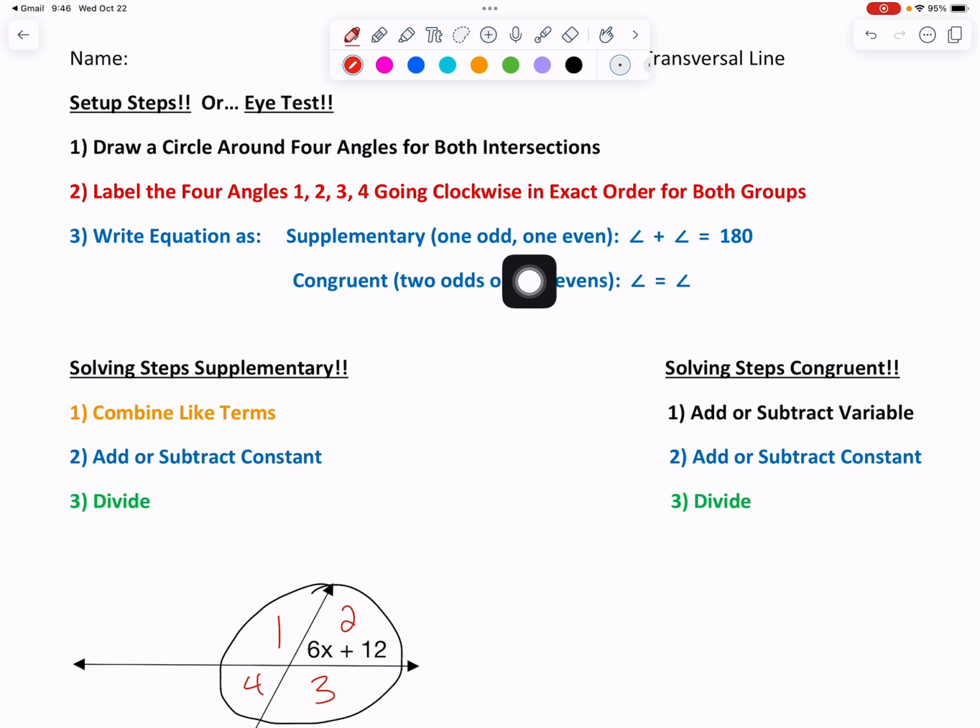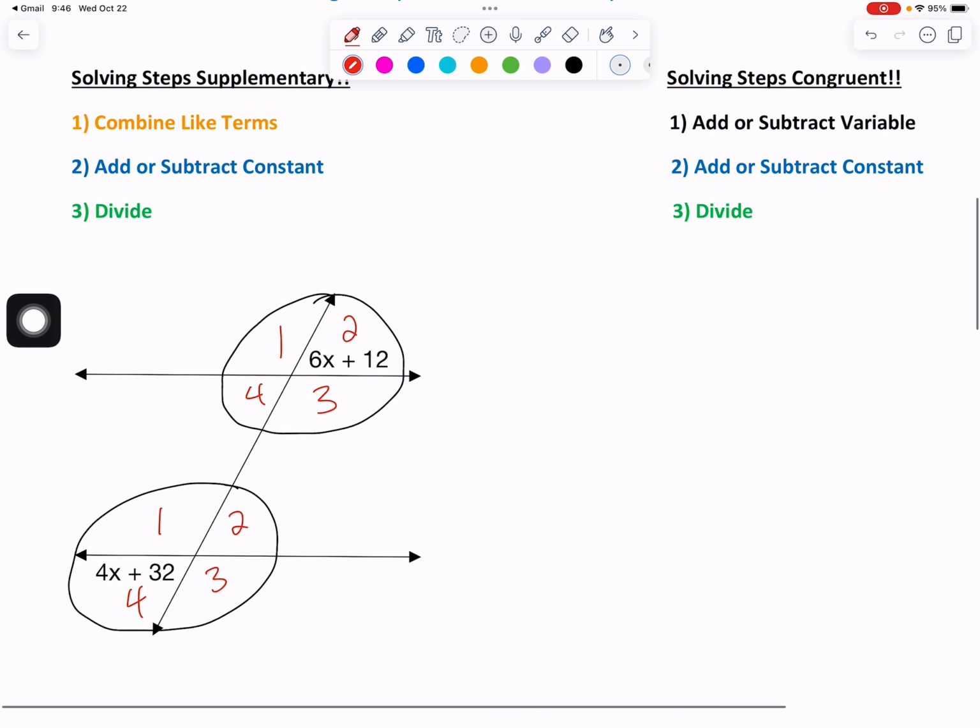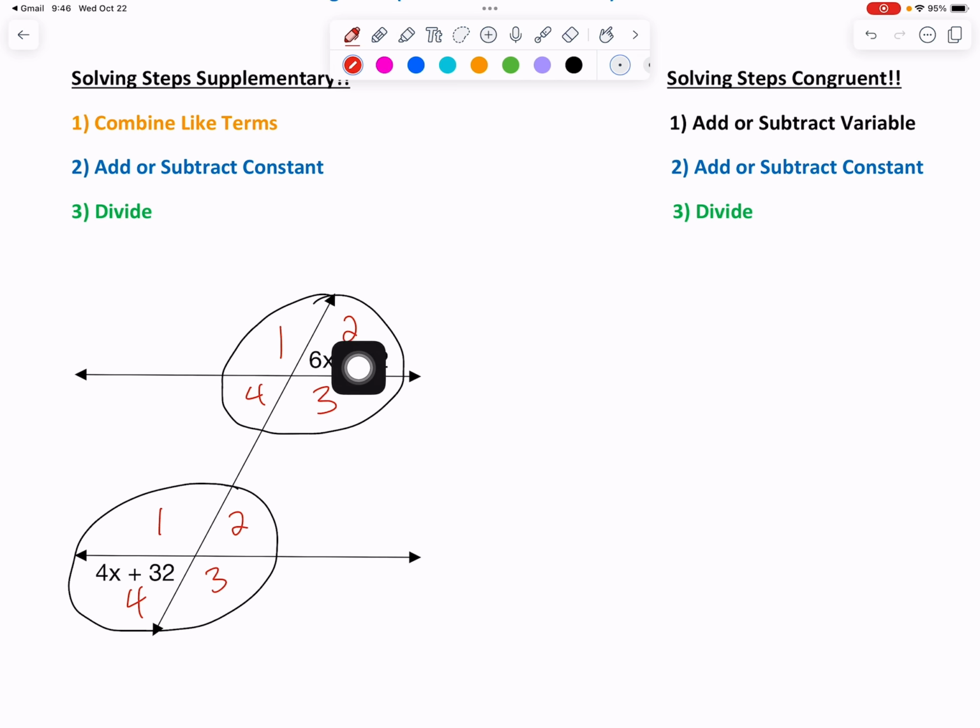Step 3, write the equations as supplementary. If we have one odd number and one even number, well, then we have supplementary. Angle plus angle equals 180. If we have 2 odd numbers or 2 evens, we will set that up as angle equals angle. Well, let's take a look. The number 2 is an even number, and the number 4 is an even number. We have 2 evens. We will set this up as angle equals angle.